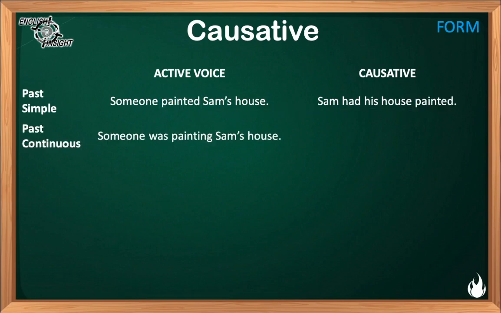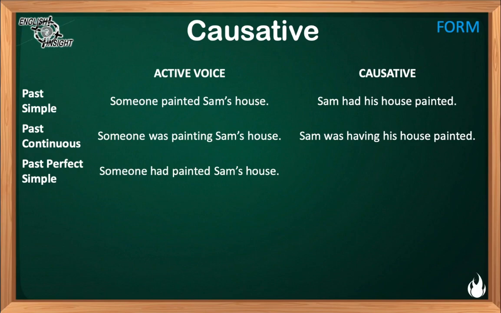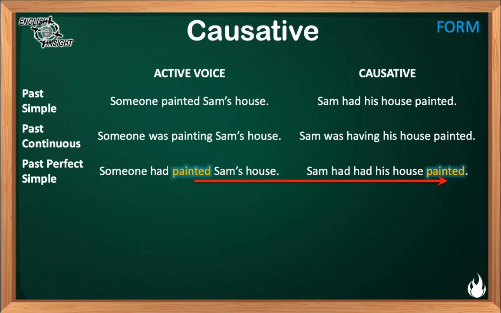In past continuous, we say someone was painting Sam's house. We commence the structure in causative with Sam. The conjugation of the verb is telling us the conjugation of the auxiliary, the object, and the main verb conjugated in past participle. Past perfect simple. Someone had painted Sam's house. The first element in causative is Sam, then the conjugation of the verb is telling us the conjugation of the auxiliary, then the object, and the main verb conjugated in past participle.